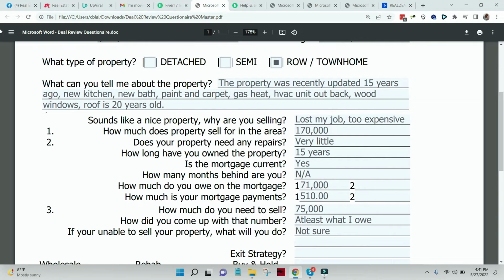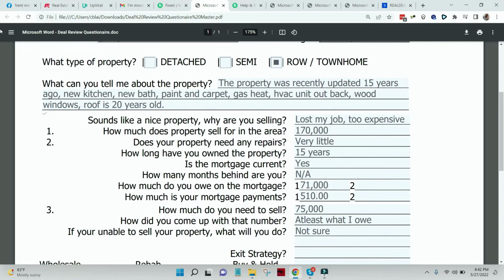Next question. Does your property need any repairs? I like to ask this question because I follow it up with, if they say yes, what kind of repairs? I'm going to try to use those answers to determine if this property is going to need $10,000, $15,000, $20,000, $30,000 or more worth of repairs, based on the questions I'm going to ask. Now, what kind of questions will I be asking?